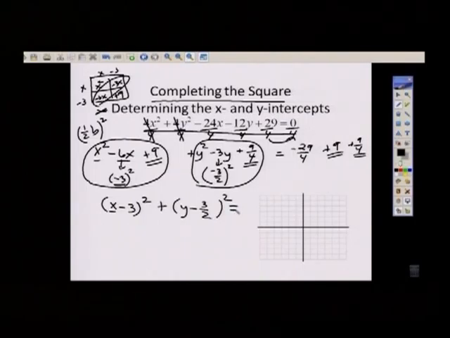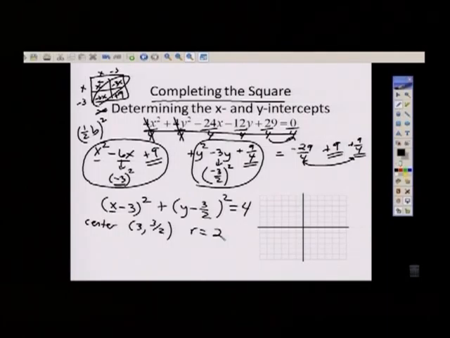Over here, if I add these together, I get negative 24 fourths, which is negative 6, plus 9 is 4. So that tells me the center of my circle is at positive 3 and 3 halves. And that 4 is my radius squared, so my radius is 2.